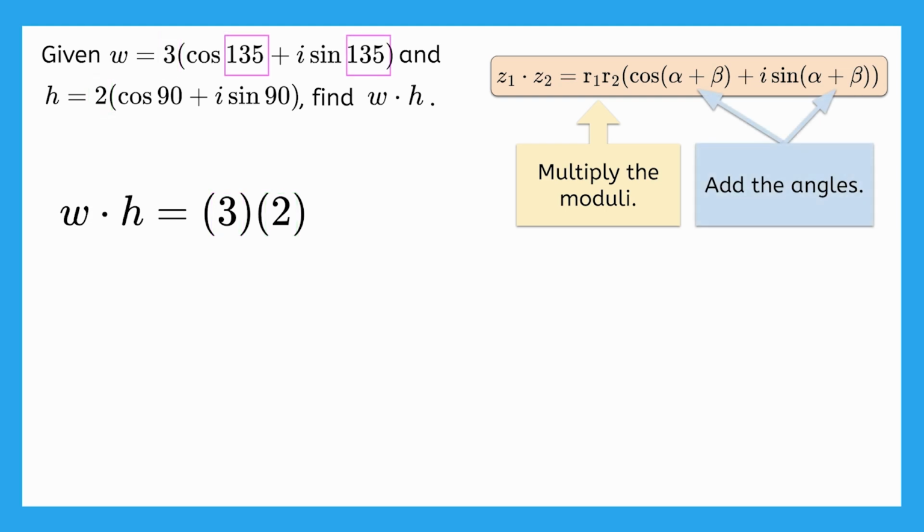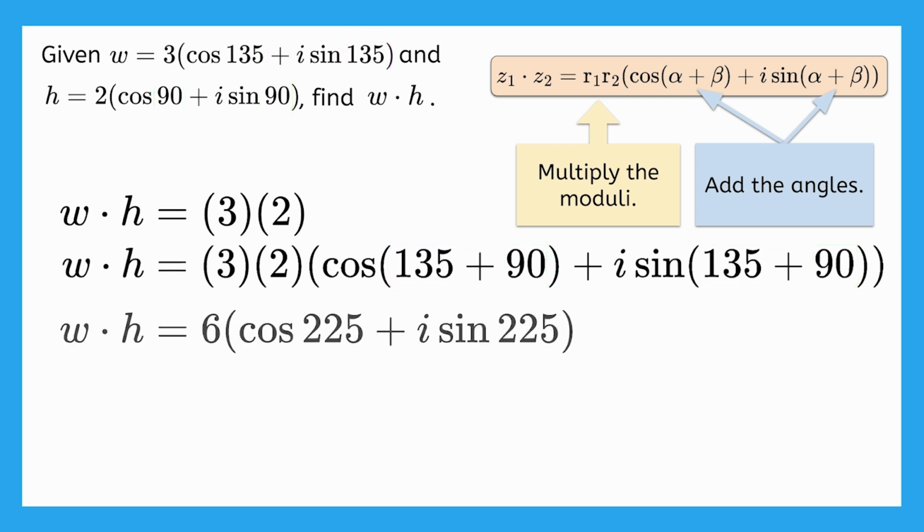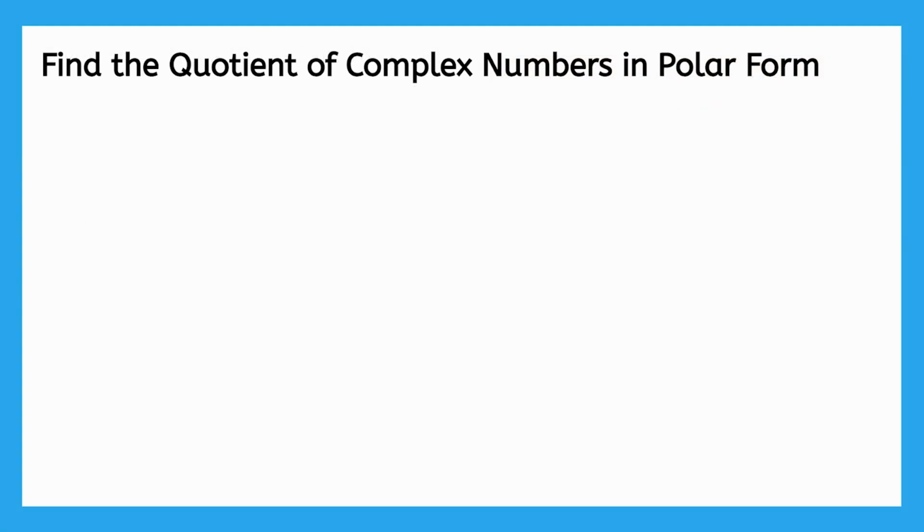So w times h equals 3 times 2 times cosine of 135 plus 90 plus i sine of 135 plus 90. Now just simplify. And we get w times h equals 6 times cosine of 225 plus i sine of 225, and that's it. That's the answer. Now let's talk about division.